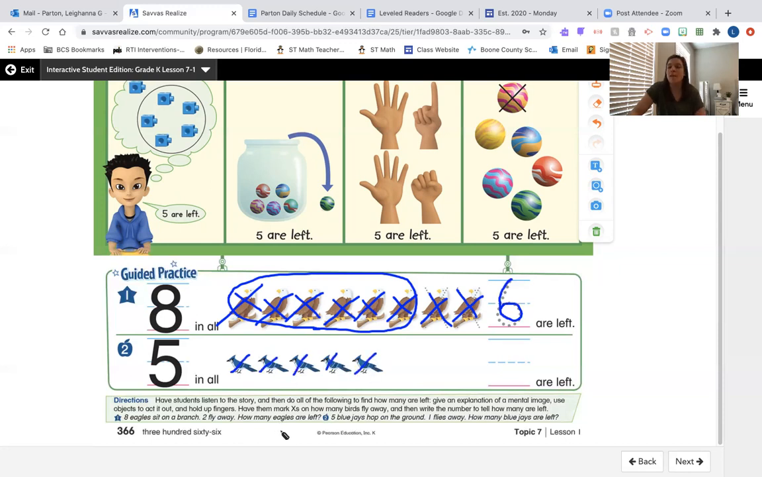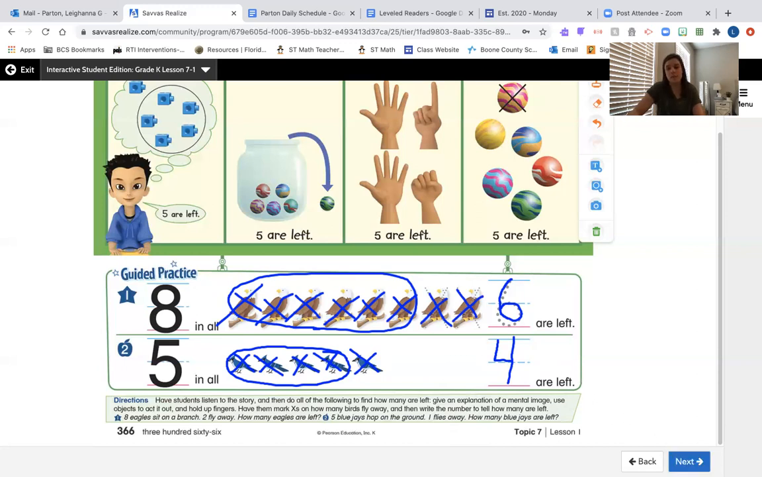Okay, now how many does it tell us fly away? Just 1. So we're going to X out 1. Now let's circle our leftovers. Okay, so if we have 5 blue jays and 1 flies away, how many are left over? Let's count inside our circle. 1, 2, 3, 4. 4 left over. So we're going to write a 4 on the line. And after the 4, it says 4 are left. So the way our problem reads, there are 5 in all. 1 flies away, 4 are left over.